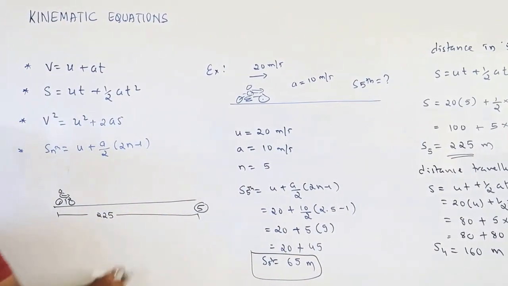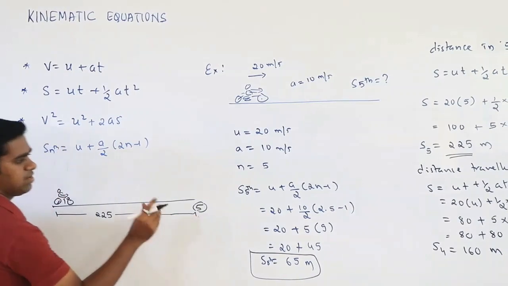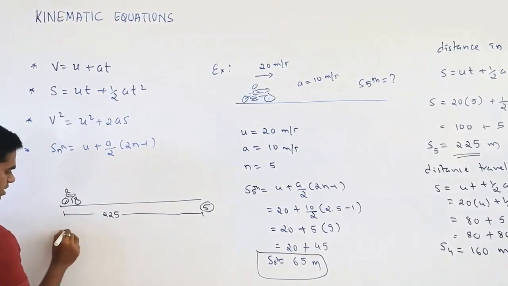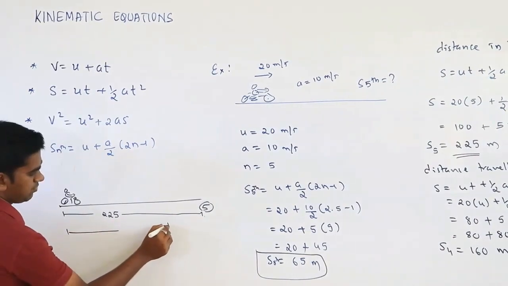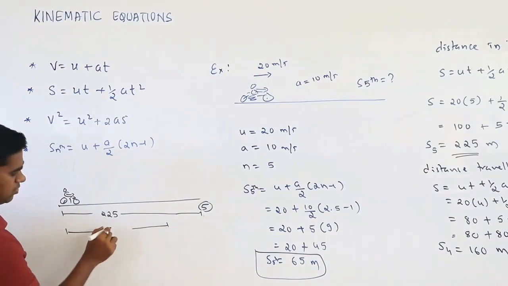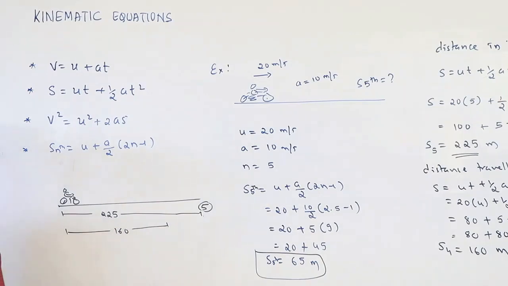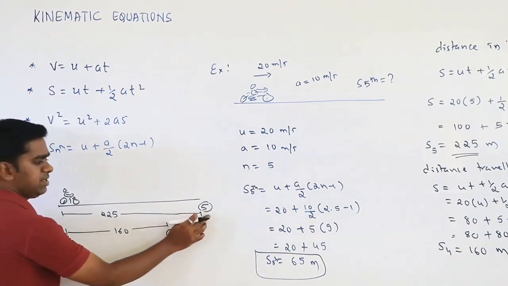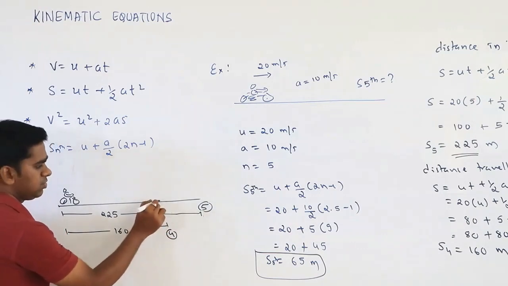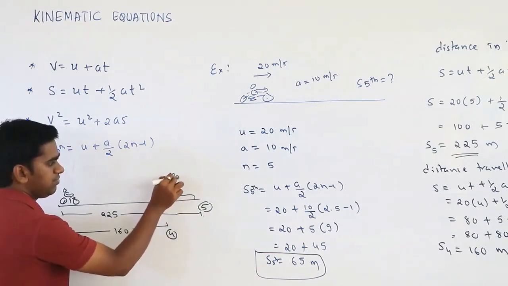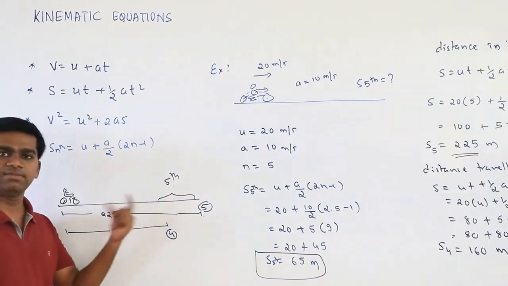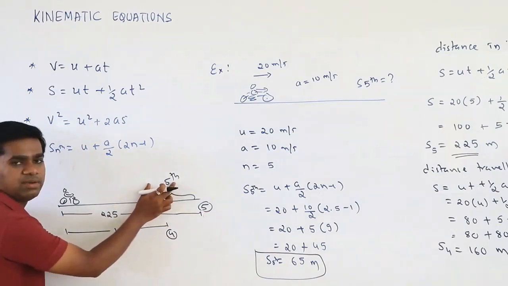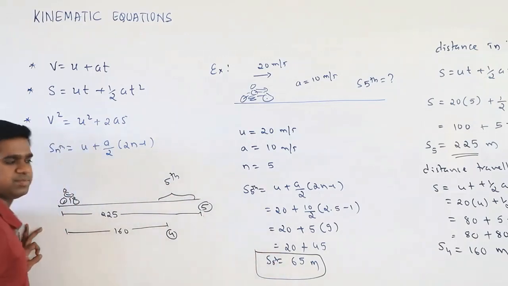Now, what is the distance traveled in 4 seconds? In 4 seconds, the distance traveled is from here to here, which is 160. To come till here it has taken 4 seconds. To come here it has taken 5 seconds. This is nothing but your 5th second. So if you subtract these two, you should get the distance traveled in the 5th second.